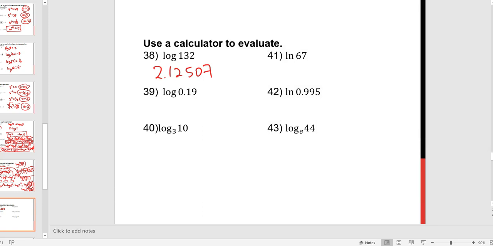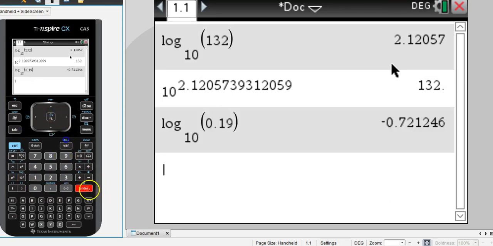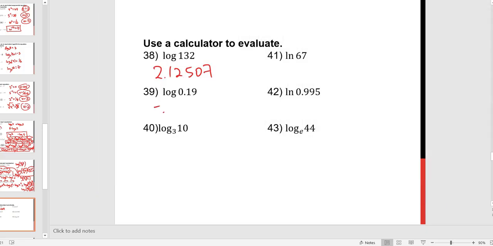39, log of 0.19 should be pretty small. Let's see. Log of 0.19. How about negative 0.7212? And you can check it. Log base 3 of 10. Now my calculator does log base 3, so that's fine, but if yours doesn't, you have to use the change of base, where it's log of the result divided by log of the base.